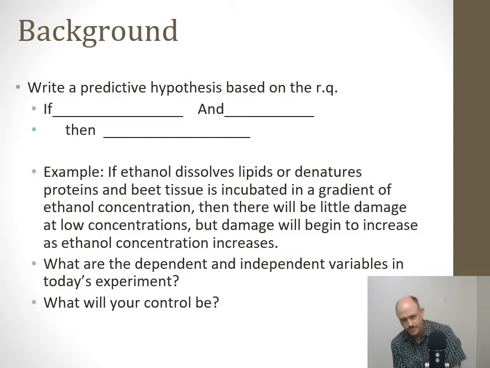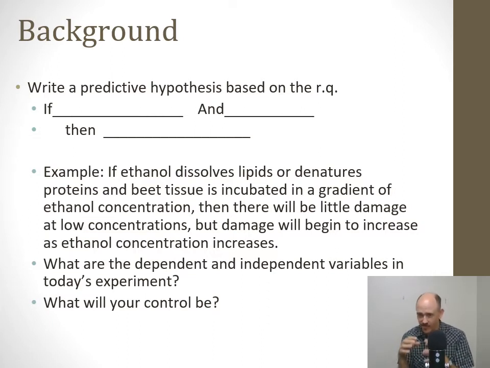Basically, what we would do now is think of a hypothesis, and I'm going to provide you with an example of one today. Write a predictive hypothesis. So, if, and then. An example might be something like: if ethanol dissolves lipids or denatures proteins and beet tissue is incubated in a gradient of ethanol concentrations, then there will be little damage at low concentrations, but damage will begin to increase as ethanol concentration increases. That hypothesis could be refined and it has a typo or two in it, but still, it gets the point across. So if ethanol damages membranes, one way or another, right?